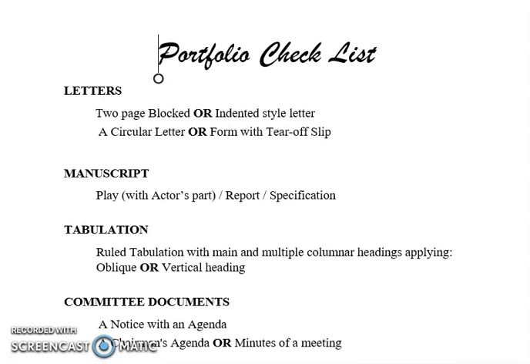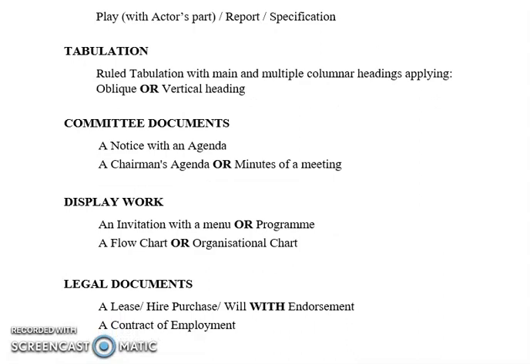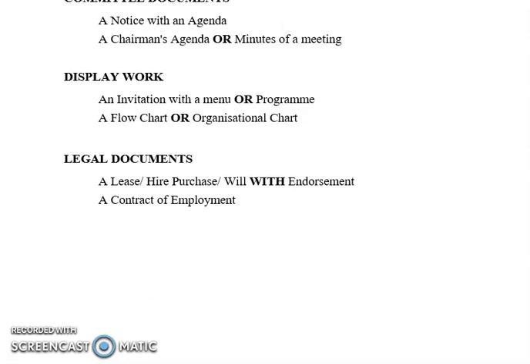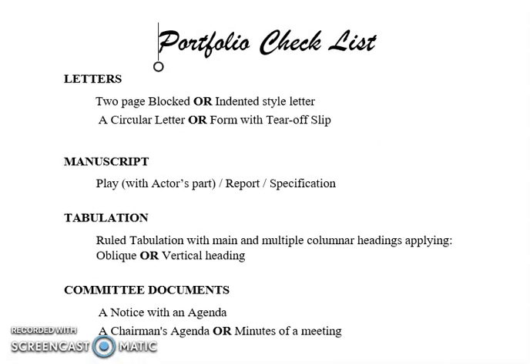Let me go back to the top. So you'll do a 2-page letter. That will be 1, a circular letter, 2, a manuscript in whatever form, 3, tabulation, 4, committee notice and agenda, 5, a chairman's agenda or minutes of a meeting, whichever one, 6, invitation with a menu or program, 7, a flow chart or an organizational chart, 8, a hire purchase, lease or will with endorsement, 9, and a contract of employment, 10. And that is a checklist. All 10 pieces of documents that you are required to have in your portfolio.